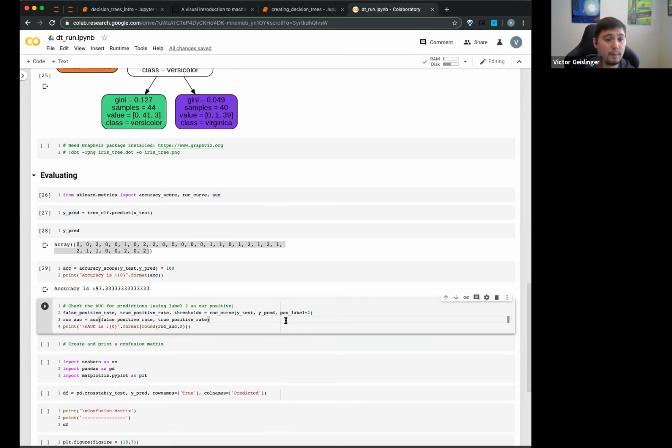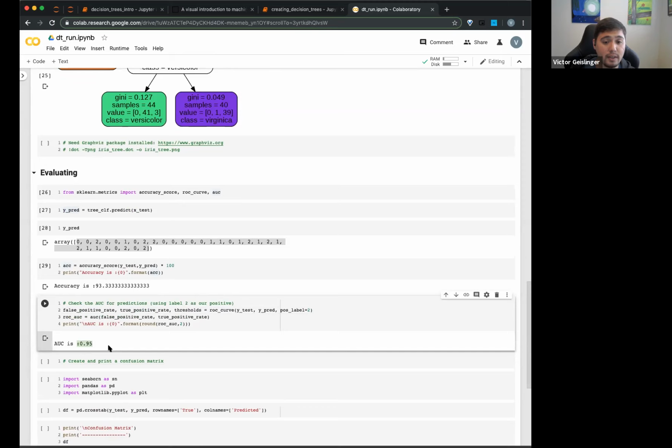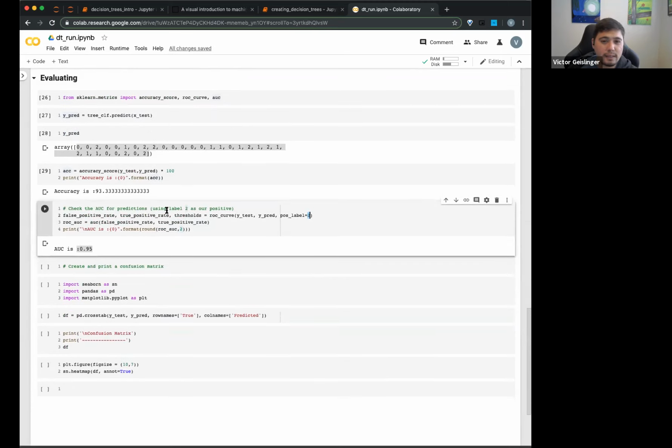So if I do the AUC curve on this, you can see I get 95% on, let's see here, what am I looking at? On my area underneath the curve. So that's pretty decent. Now I could change this label around to something else as well, and I might get a different area underneath the curve depending on how well it performed.